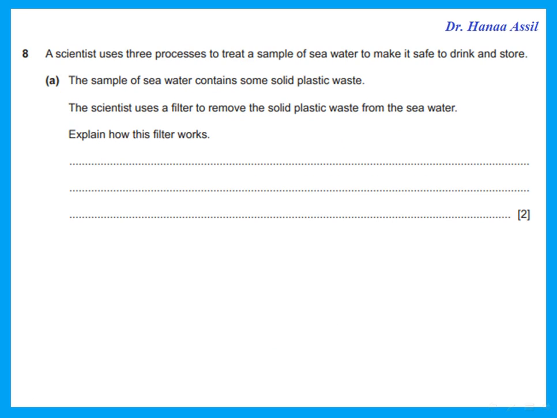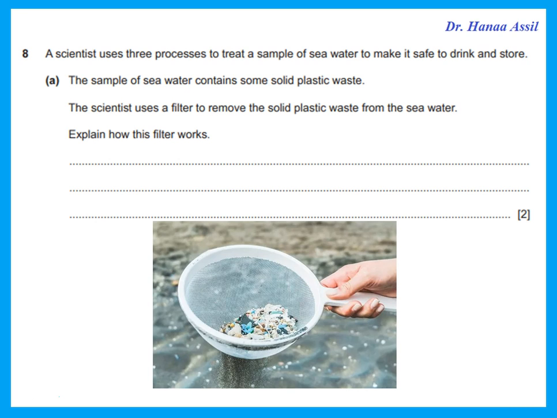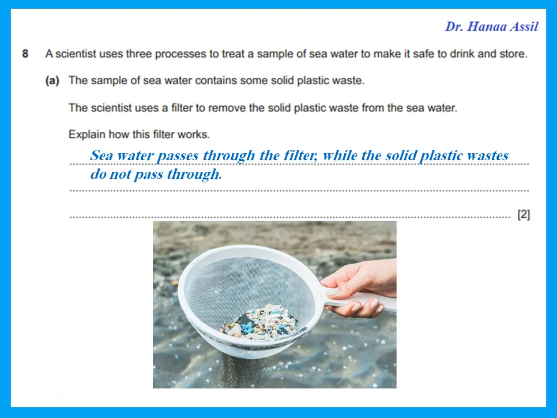A scientist uses 3 processes to treat a sample of seawater to make it safe to drink and store. The sample of seawater contains some solid plastic waste. The scientist uses a filter to remove the solid plastic waste. Explain how this filter works. How does the filter work? Of course, when we use a filter, the solid plastic waste will remain in the filter and the seawater will pass through the filter.